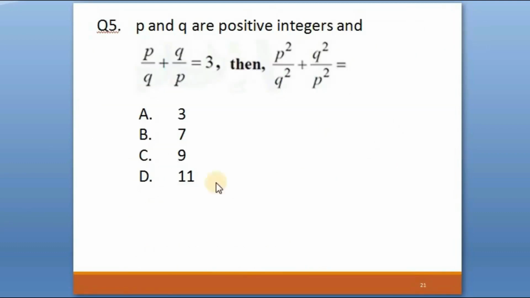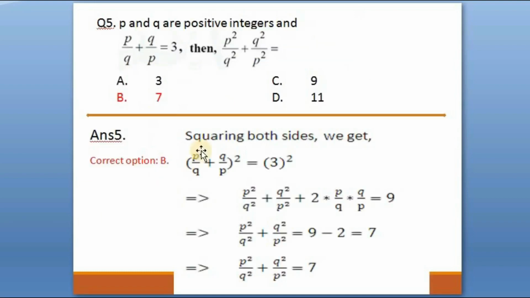P and Q are positive integers and P by Q plus Q by P is equal to 3. Then P square by Q square plus Q square by P square is equal to how much? Now this we have to find out. For this question, let's see the solution. We just square the given equation, that is P by Q plus Q by P is equal to 3. By squaring on both sides, we apply the formula (a plus b) whole square, that is a square plus b square plus 2ab.